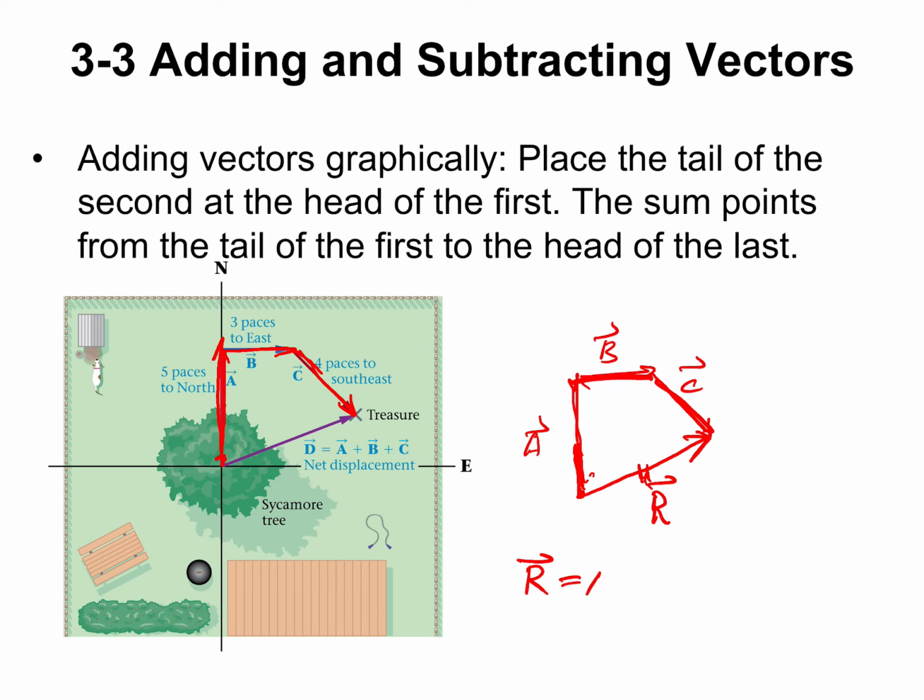This vector equals A plus B plus C. Same thing here. If you want to go to the library, so if I ask you where's the library? Well, from here you go 2 miles north, and then a mile this way, and another mile this direction.